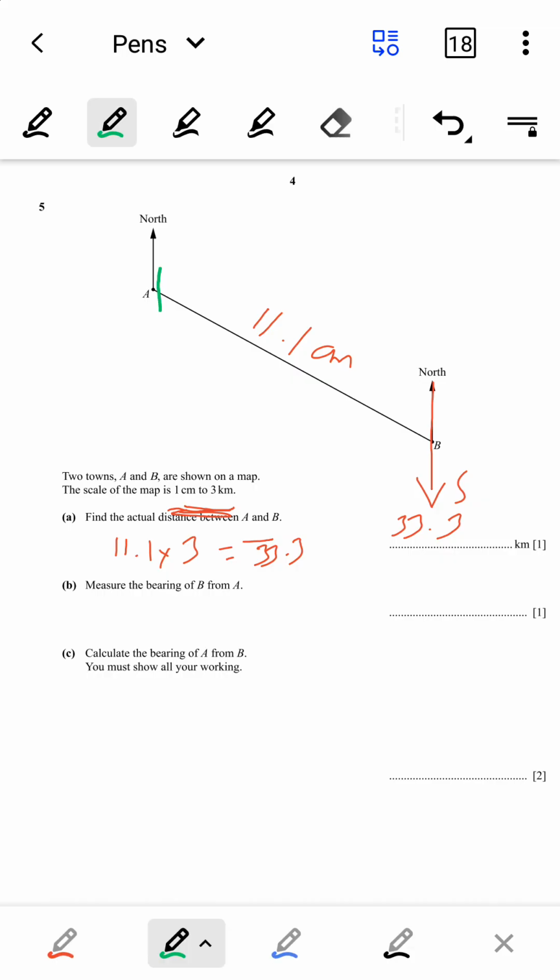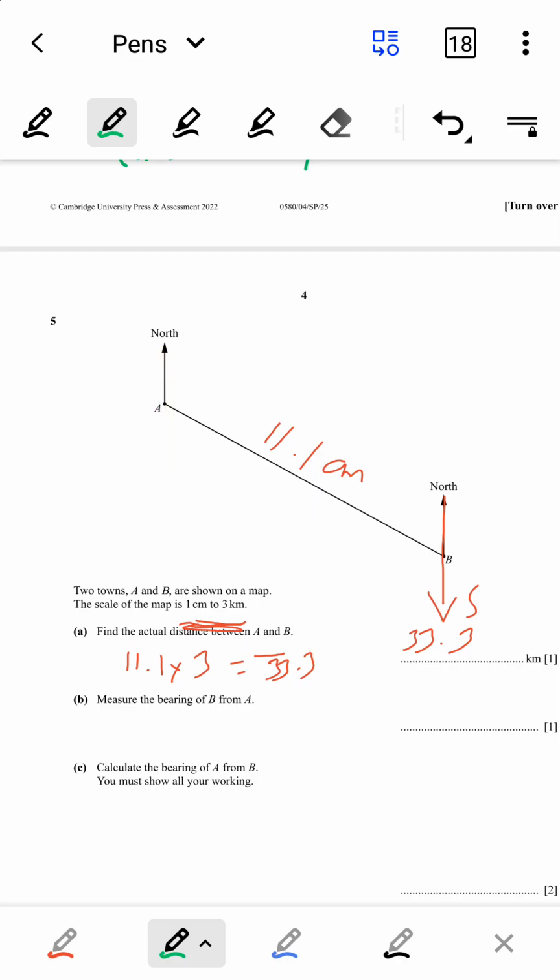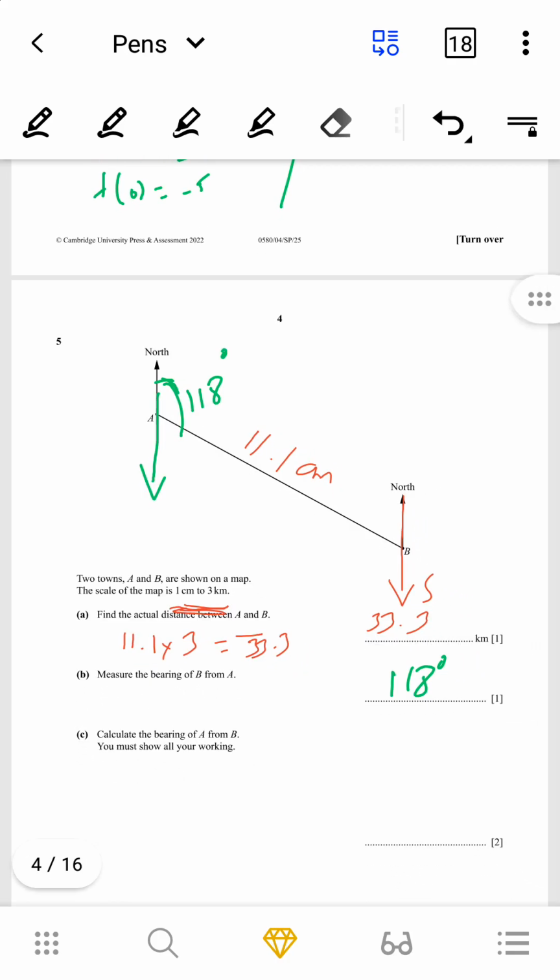So this length only. B from A means this one. I thought it is very easy, we can easily measure with the help of a protractor. When you are measuring, you will be getting 118 degree. So note down the answer here.